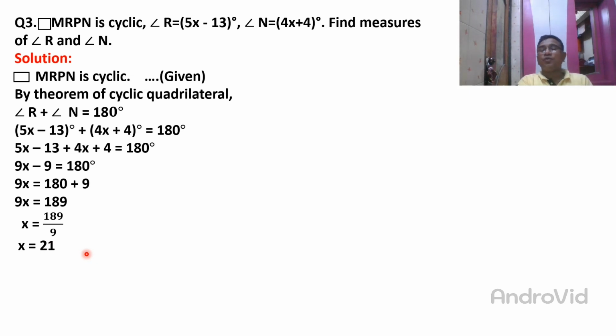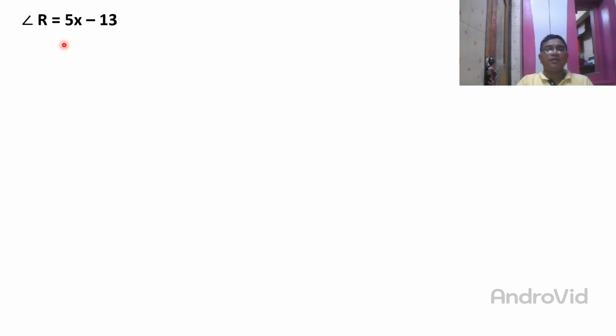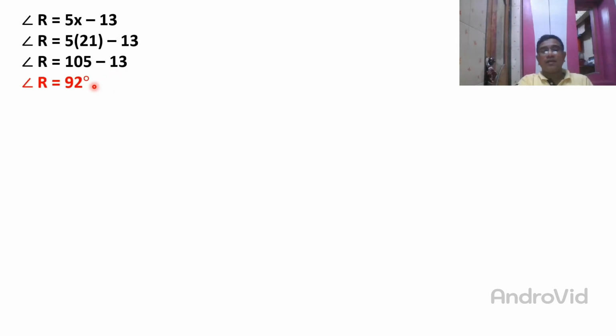Now substitute the value of x here. R is 5x minus 13. The value of x is 21, so I write here 5 into 21 minus 13. 5 ones are 5, 5 twos are 10, so 105 minus 13. 5 minus 3 is 2, 10 minus 1 is 9, so 92. So angle R is equal to 92 degrees. So we get the value of R as 92.